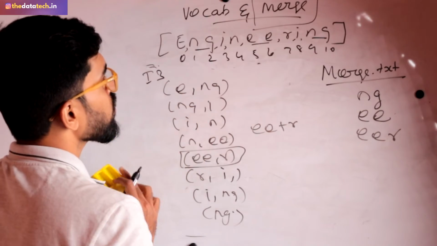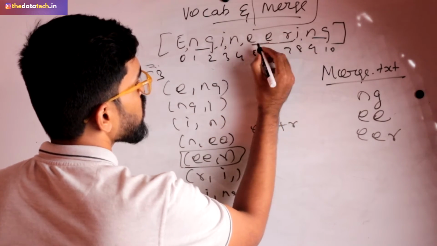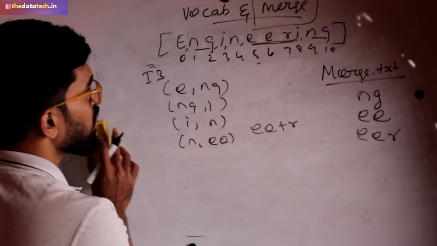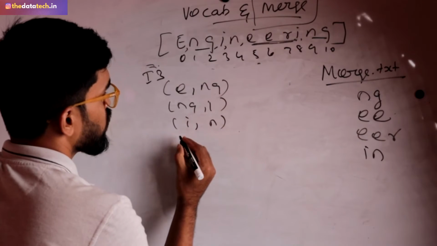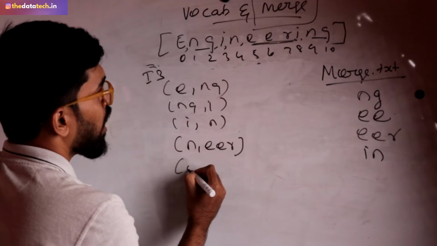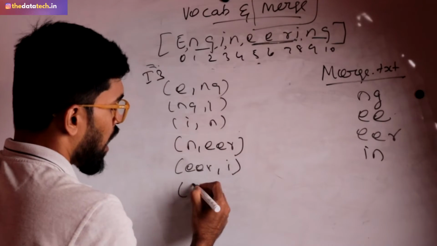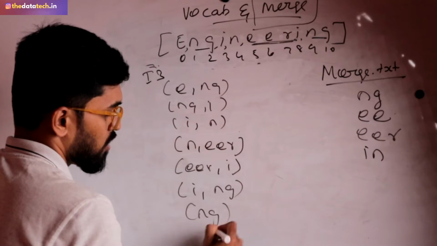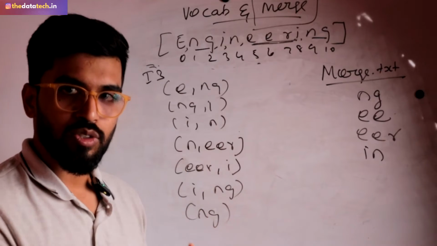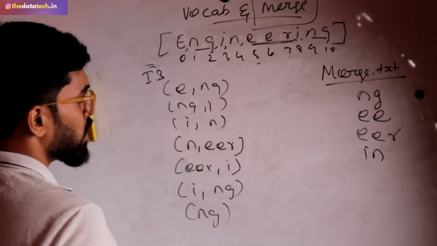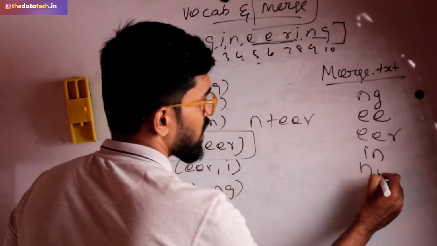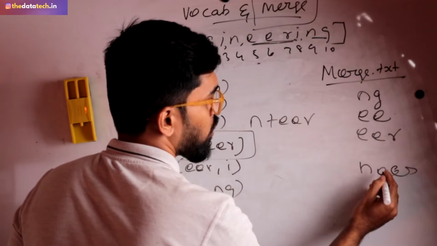Now again in I4, this will be merged. So the comma is removed. So that means after E, we have I, N and then N, EER and EER, I comma N, G and then NG. Right. So now there is no repetitive pair again and there is no duplicate character within a pair. Next it will take, for example, imagine it is taking this N plus EER. That means NEER. Okay, so NEER.